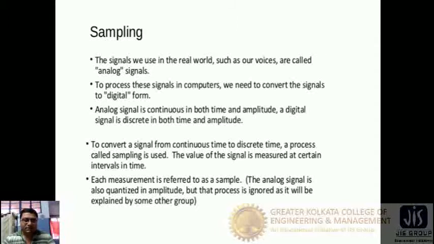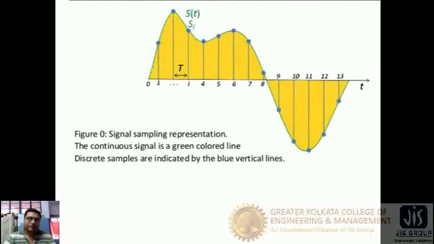To convert a signal from continuous time to discrete time, a process called sampling is used. The value of the signal is measured at certain intervals of time. Each measurement is referred to as a sample. We'll discuss these samples. Here it is a signal, a continuous signal, the green line. You can see the green line changes continuously with respect to time. The amplitude of the signal is changing continuously with respect to time.